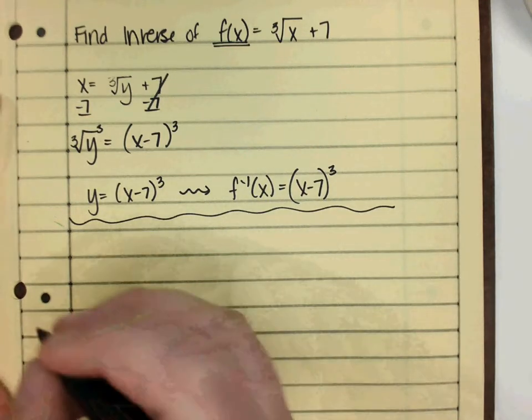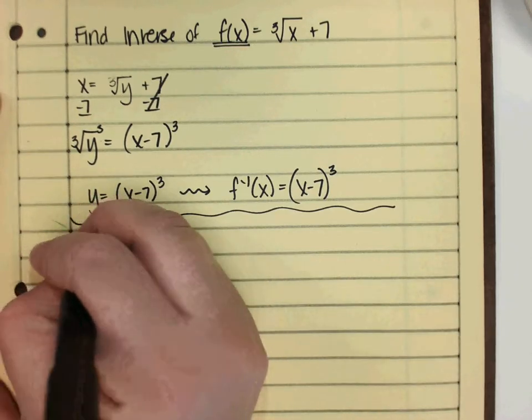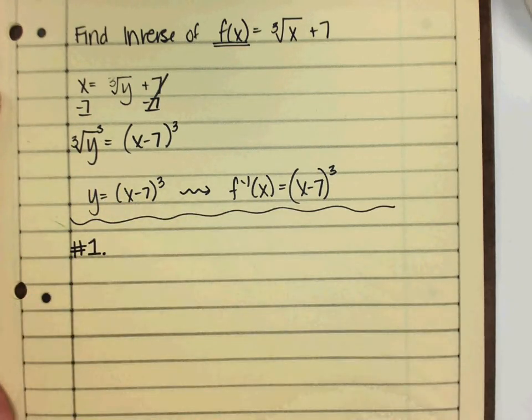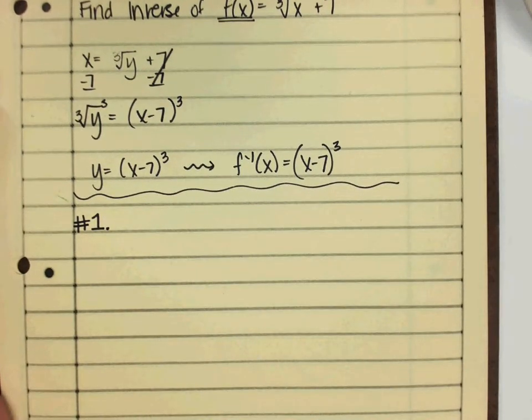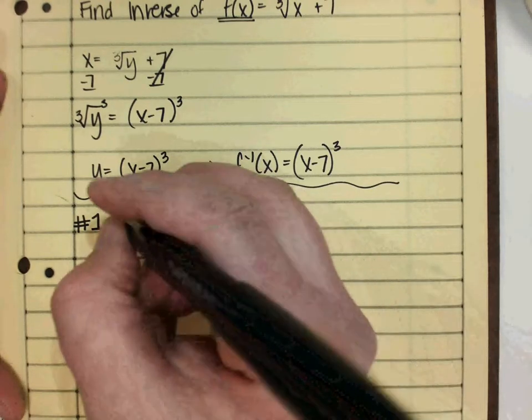Okay, so here we go. Number 1. This is exactly what you're doing on the homework. It has several steps. So I'm hoping that we can at least get through one. Okay, are you ready? Yes, sir.